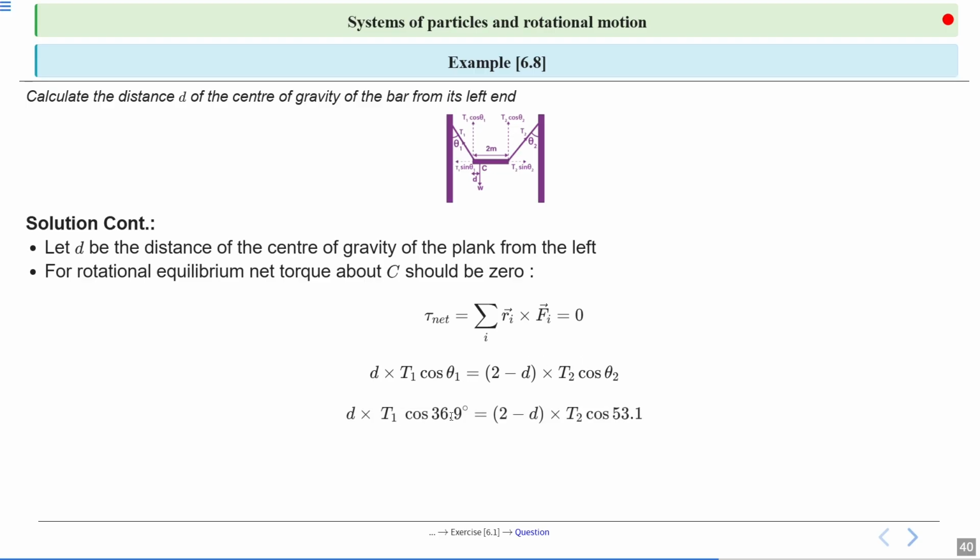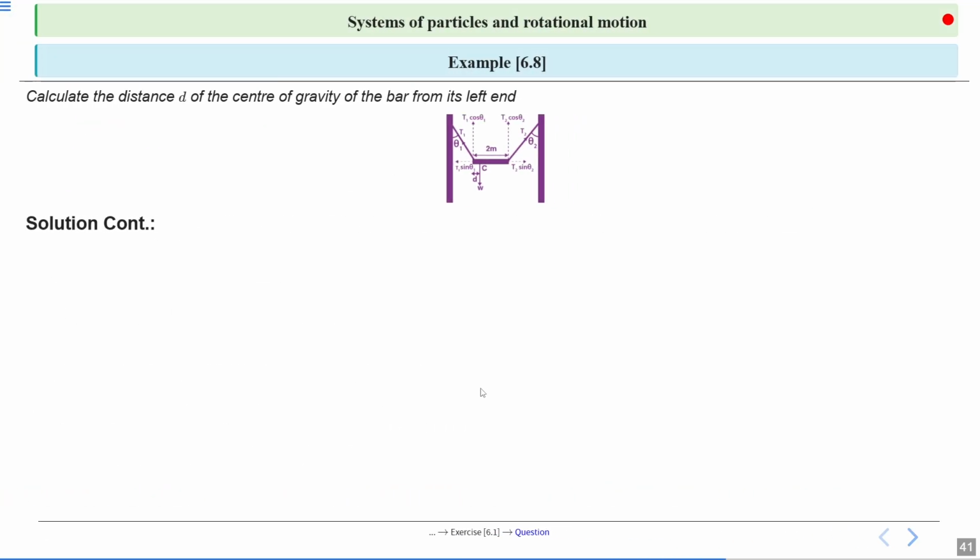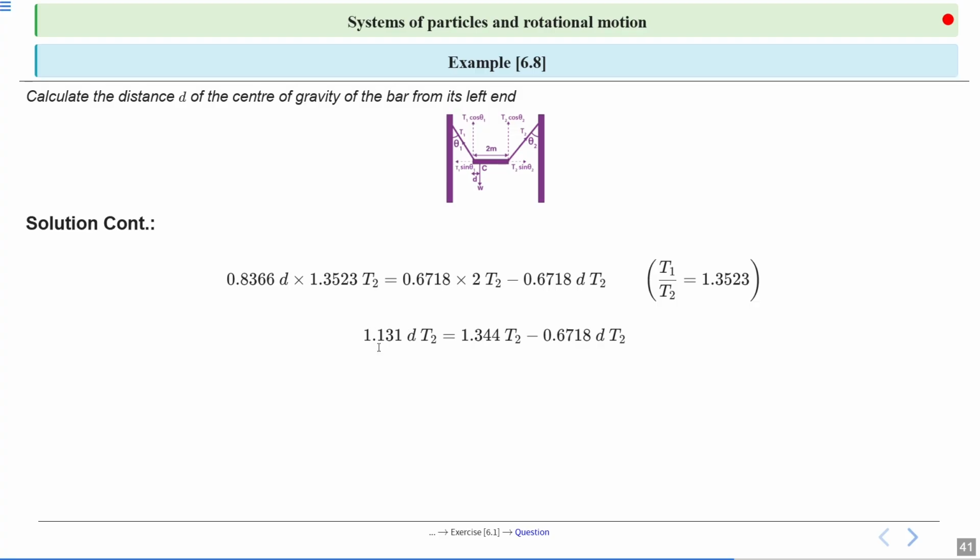So d into T1 cos 36.9 degrees is equal to (2 minus d) into T2 cos 53.1 degrees. So it will be d into 0.8366 T1 is equal to (2 minus d) into 0.6718 T2. Now solving this expression, 0.8366 into d into 1.3523 T2 is equal to 0.6718 into 2 T2 minus 0.6718 d T2. So solving this, you will get 1.131 d T2 is equal to 1.344 T2 minus 0.6718 d T2.